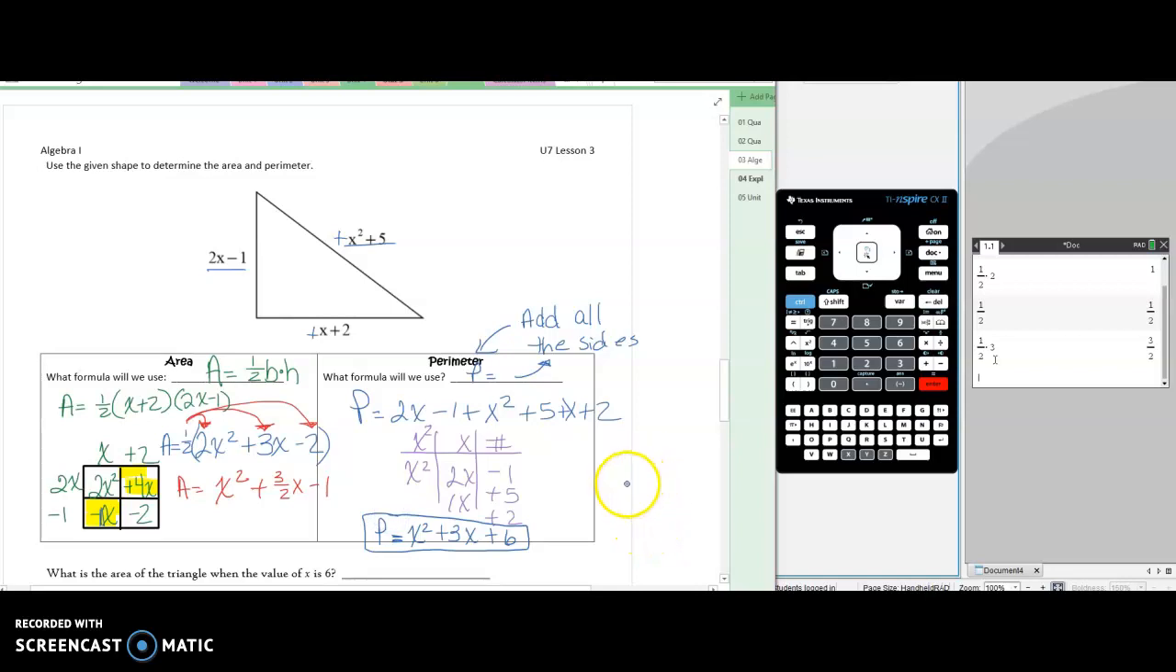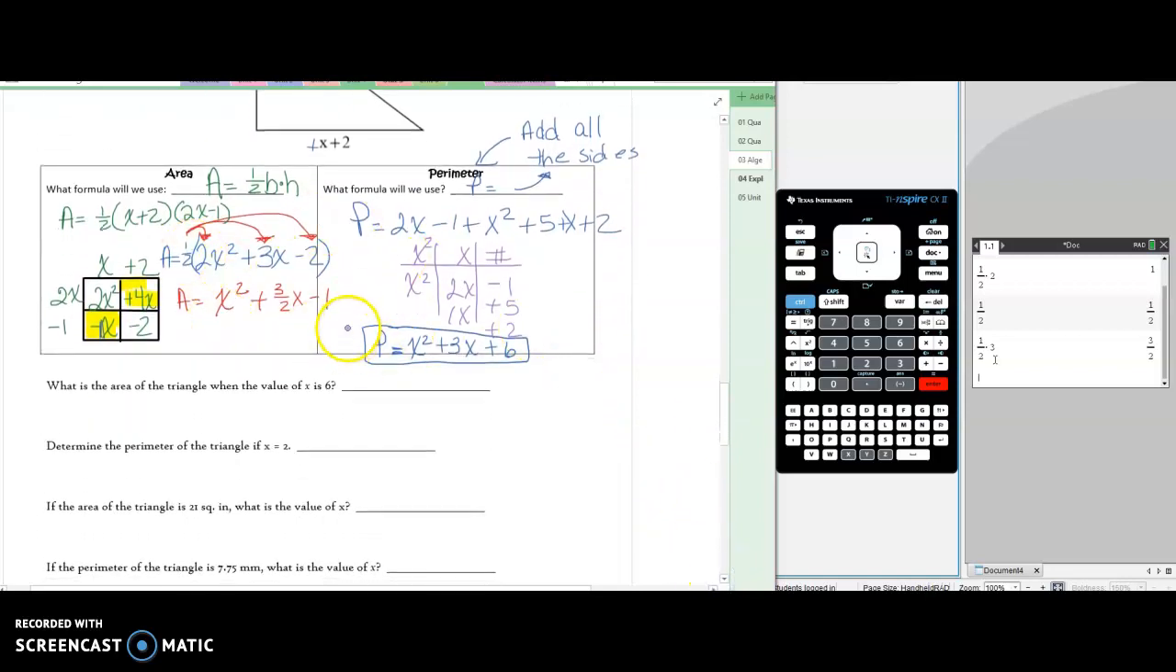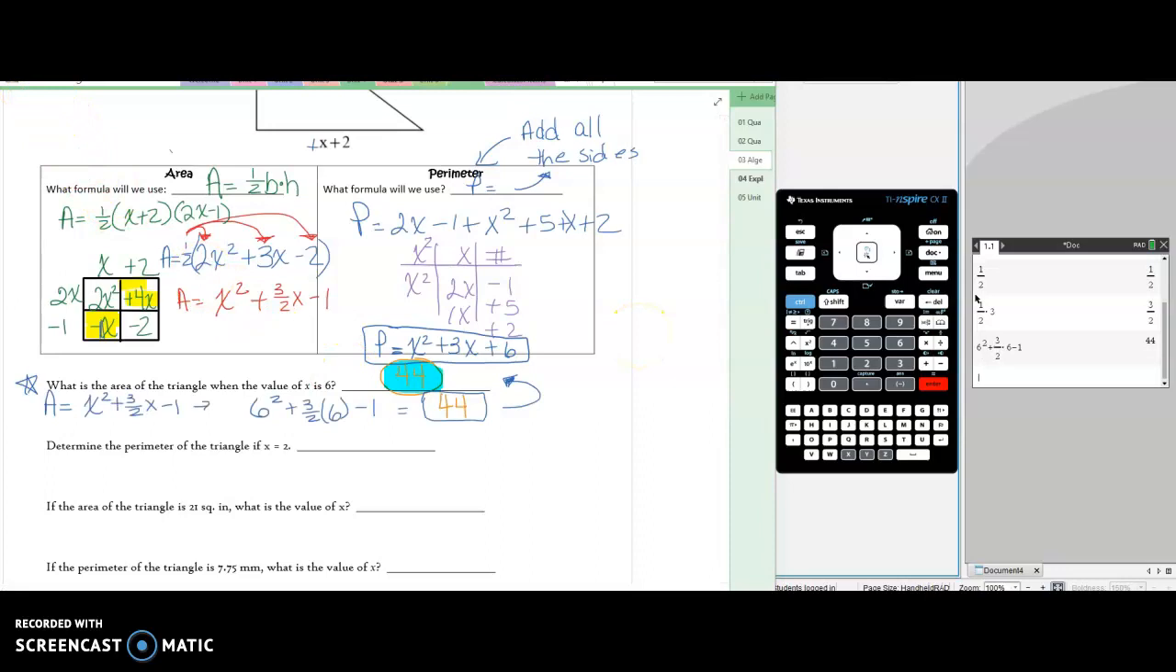All right, so what I want you to do is use this information. Let's do the area of the triangle when the value of x is equal to 6. I'm going to pause the video, and I want you to come back and see how you did. All right, so how did you do?